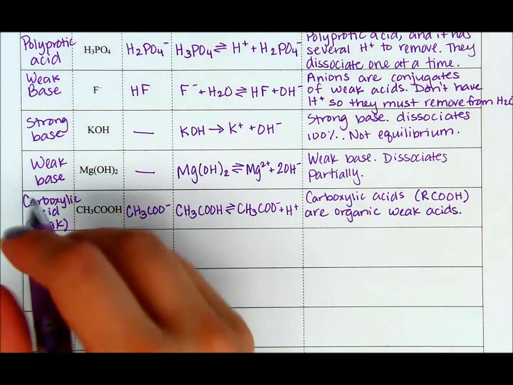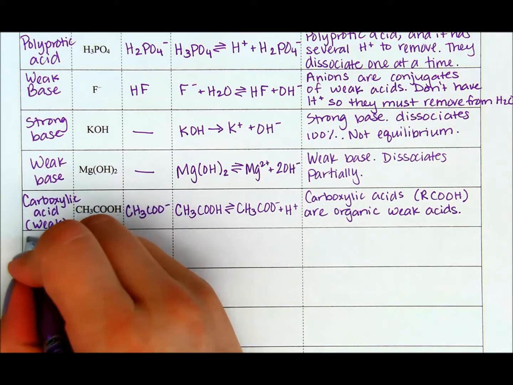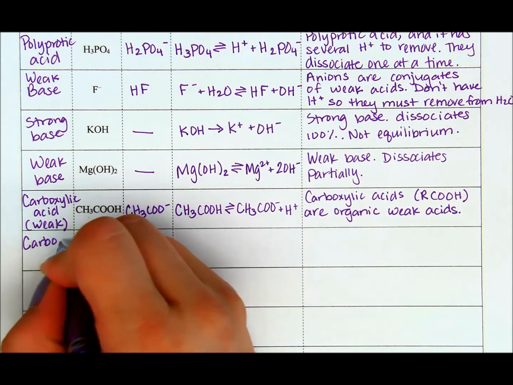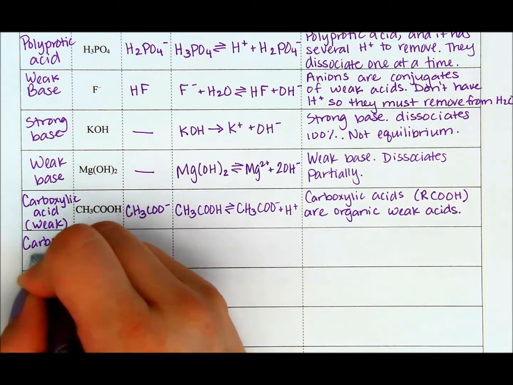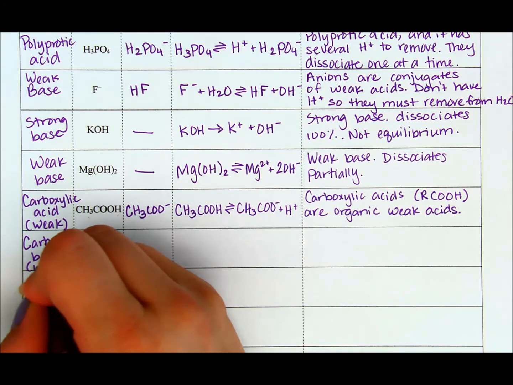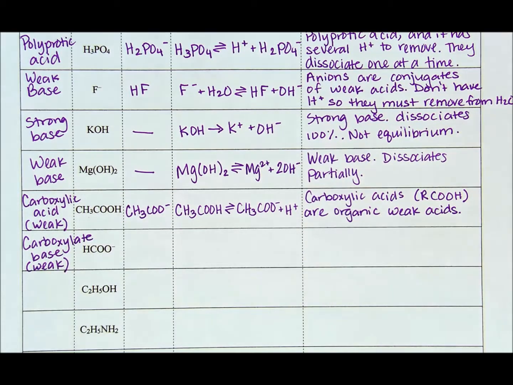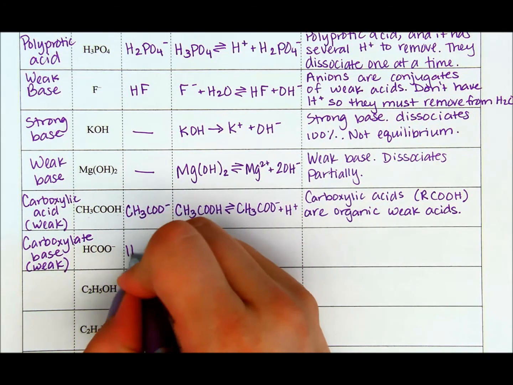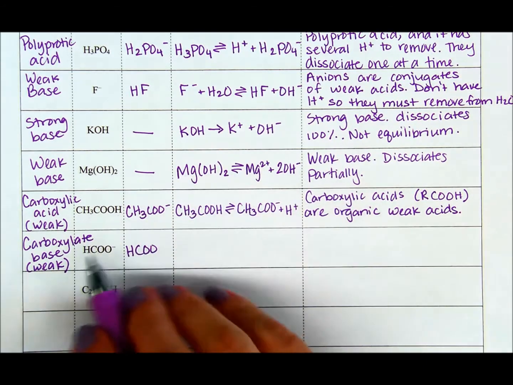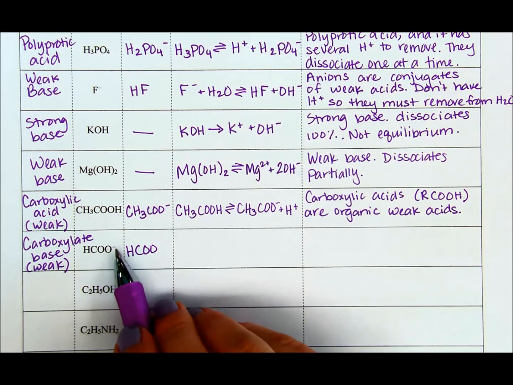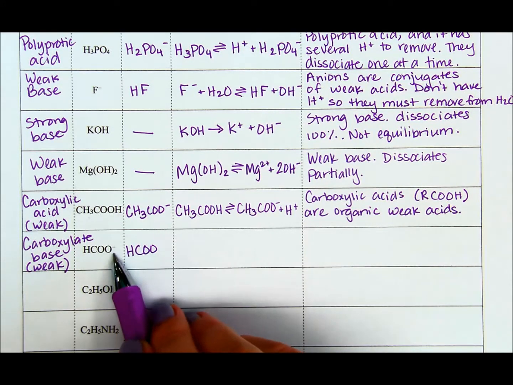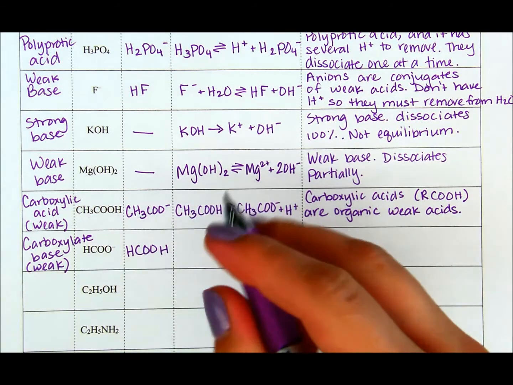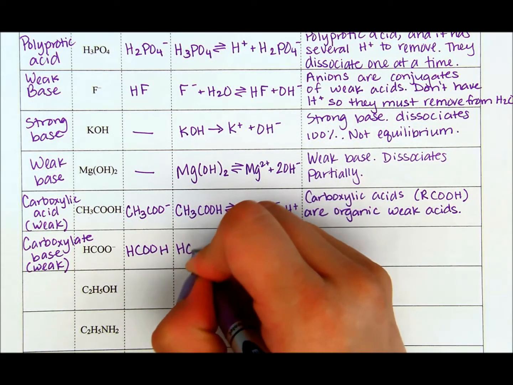Okay, the conjugate of that is the carboxylate, and this is a carboxylate base. And this is again weak. This is another organic base. The carboxylate base has the formula HCOO minus at the end, and it turns out that that's where we're going to add our hydrogen ion, right on the end. Just like we took it off the end over here, we're going to add it to the end over here.